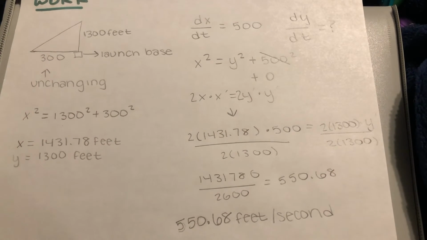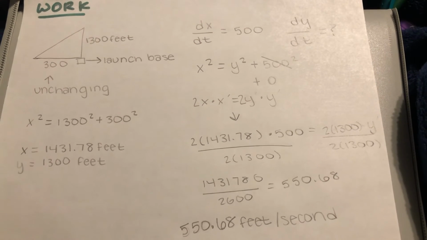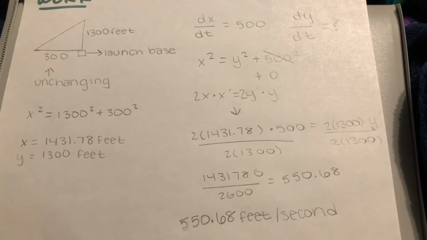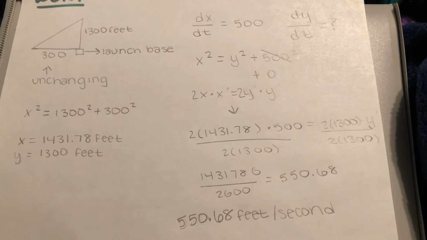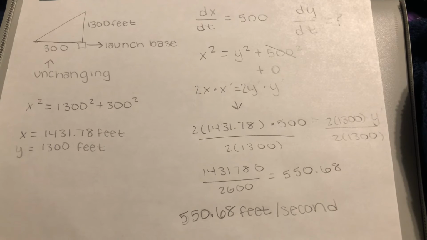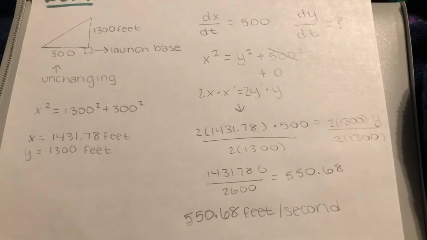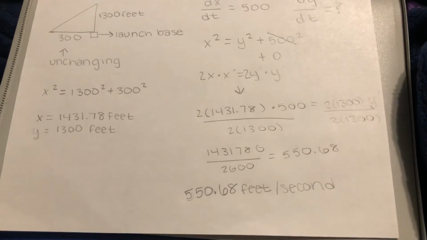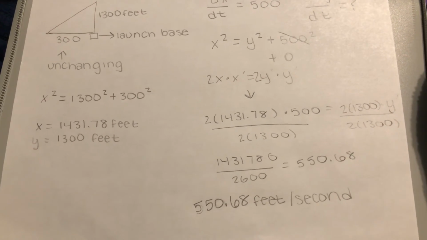So then you would just plug your numbers in. It would be 2 times the really ugly x times 500 equals 2 times 1,300 times the derivative of y. And to get the derivative of y alone, you would divide by the other numbers that are on the bottom. And then if you simplify everything, you would get this really ugly number as your answer.